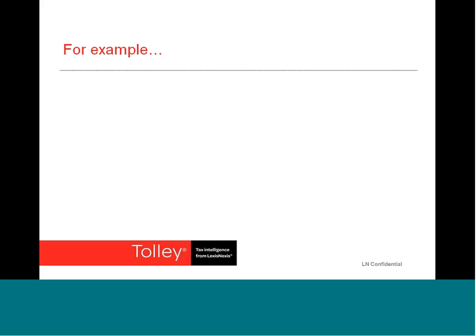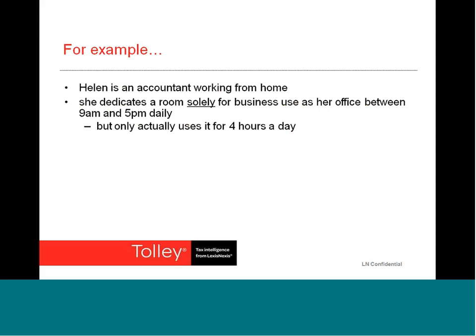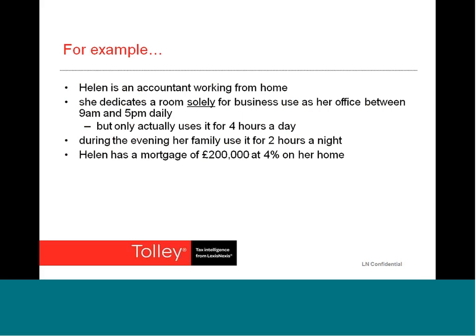So, for example, let's have a look at Helen. An accountant working from home, she dedicates a room for business as her office between 9 and 5 daily, but let's say she only uses it for 4 hours a day. During the evening, family are using it for a few hours per night. Now, at the moment, she has a £200,000 mortgage on her home where she's paying 4% interest.